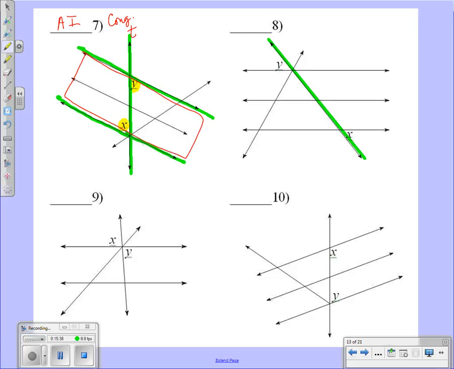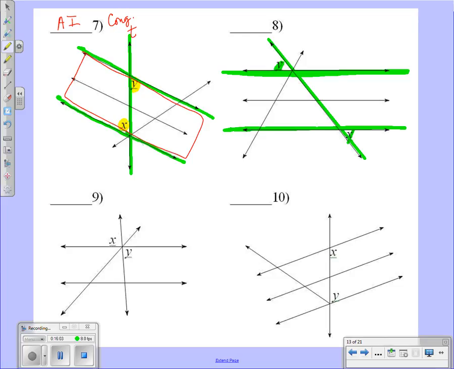Now we need the two lines that transversal intersects. It is going to make up the angle Y. So here's my angle Y. Here's the line that makes up the rest of that angle. Here's angle X. Here's the line that makes up that angle. So now here are my two parallel lines that are cut by the transversal.